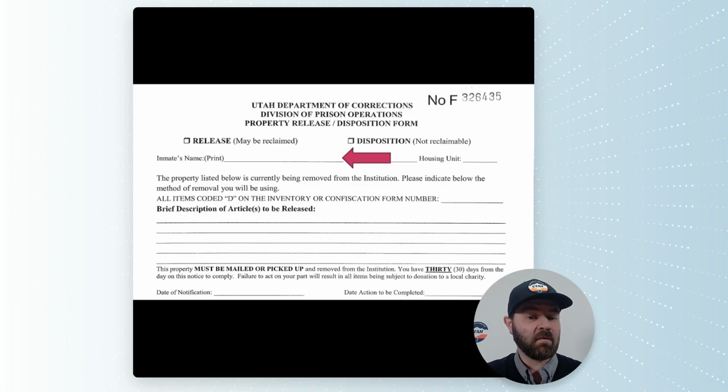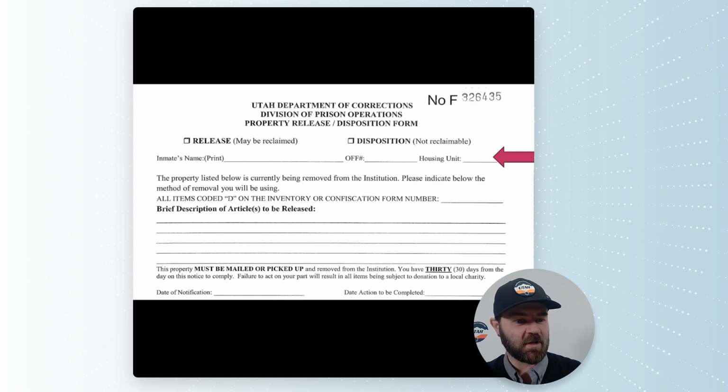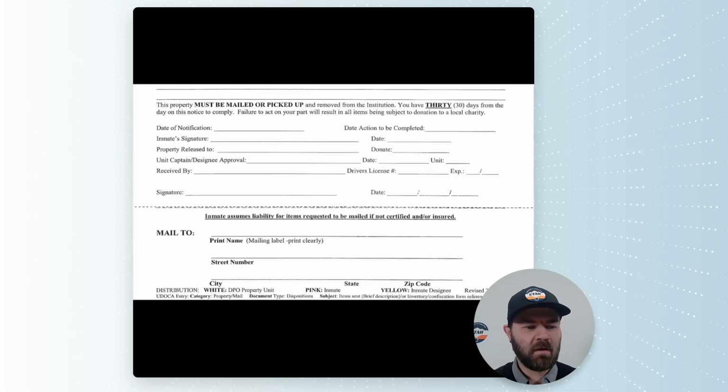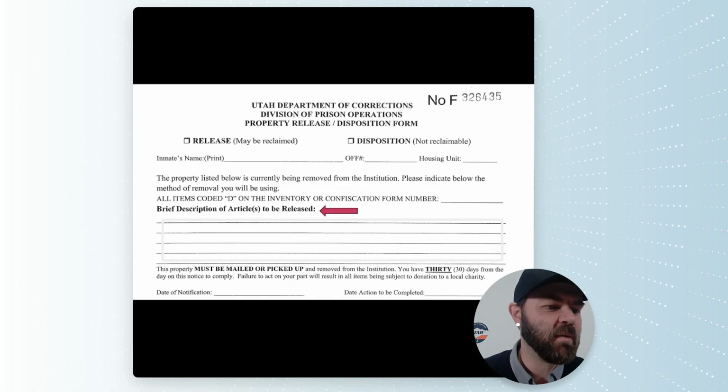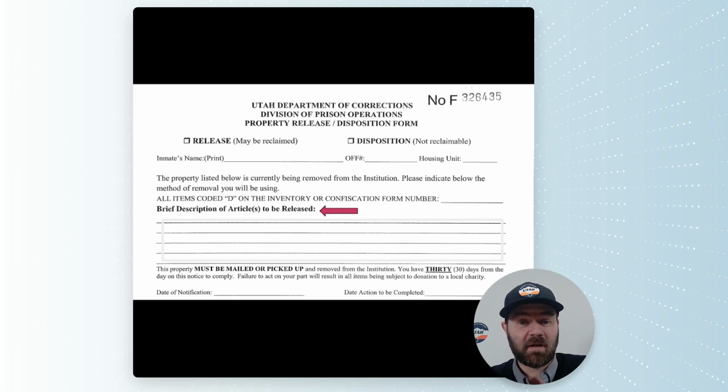For the inmate's name here, again, last name first, first name last, offender number, and the current housing unit when the inmate's property is being put on disposition. Here you can cross-reference an inventory or confiscation form number for any related confiscations or inventories. Now here is where you would put a brief description of the articles to be released. This is where you would describe all the items that are being placed on disposition. Don't need to be precise, but you do need to be accurate enough.